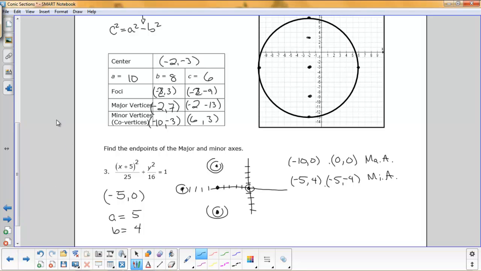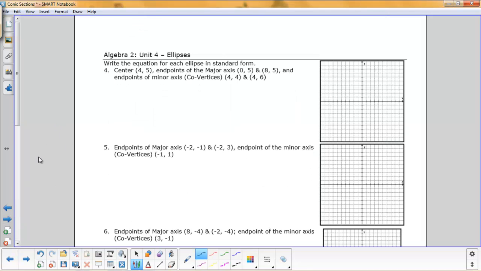Question number 4. Now we're going to be given a set of values, and from those values we are expected to write an equation of the ellipse. So what I'm going to do is go ahead and graph it so I can determine what it's going to be.